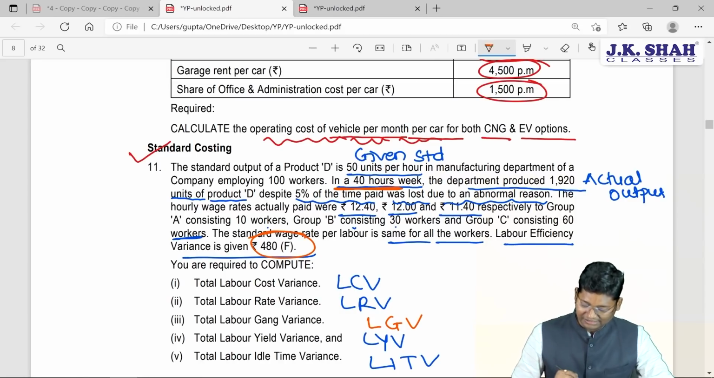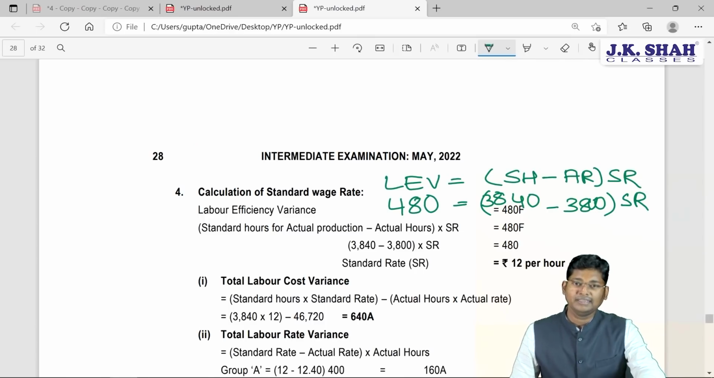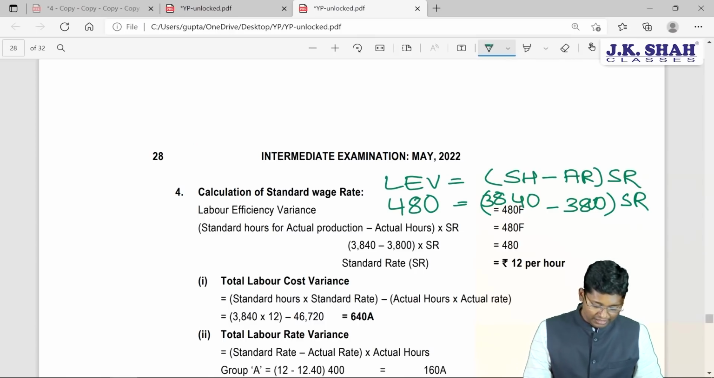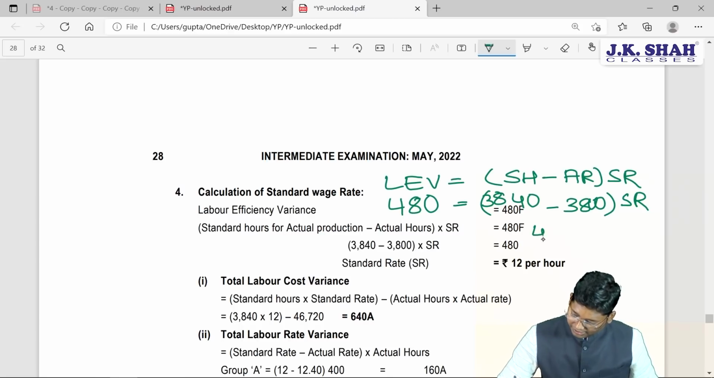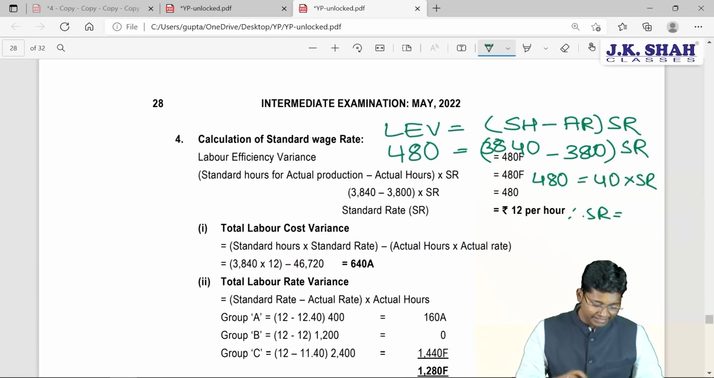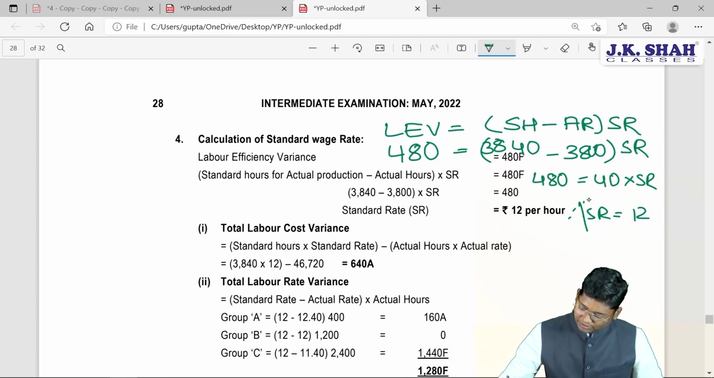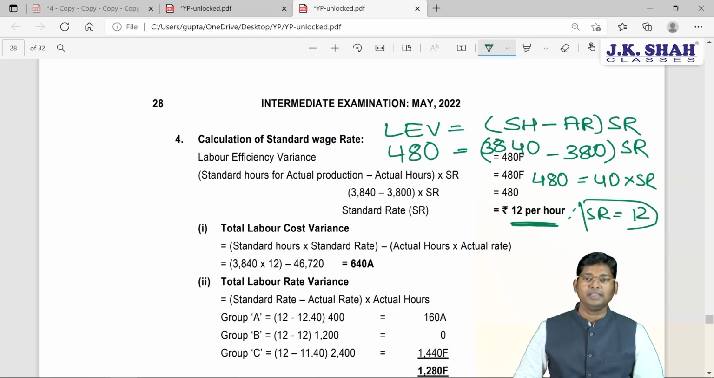Your labor efficiency variance is 480 favorable. So that is 480 positive. Now you can solve this easily. Now 3840 minus 3800, your equation will look like this. 480 is equal to 40 into standard rate, and therefore your standard rate will be 480 divided by 40. 480 divided by 40, you are going to get your standard rate as 12, which is given here in calculation.